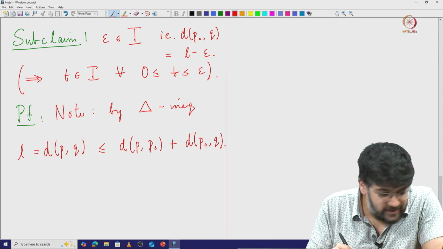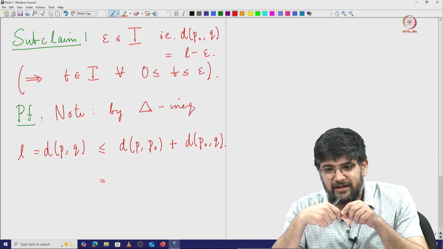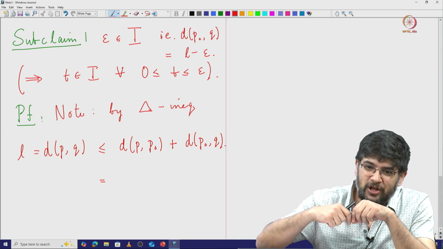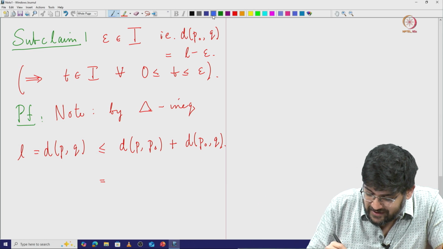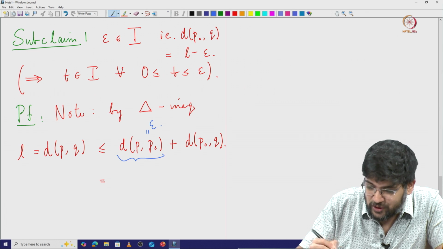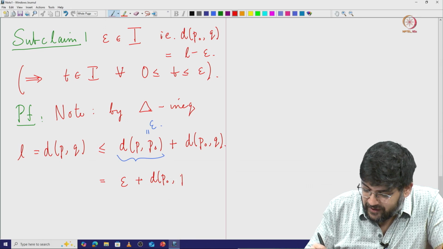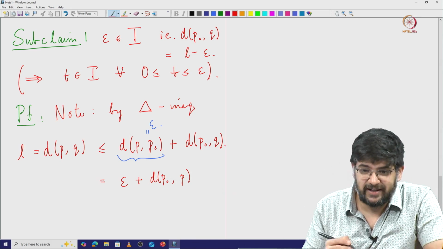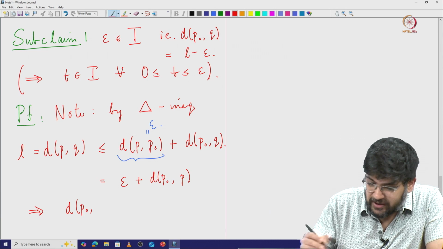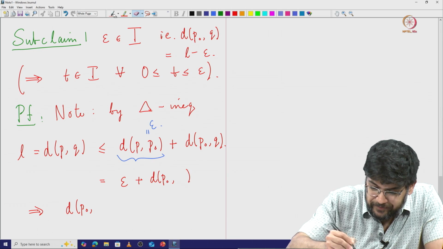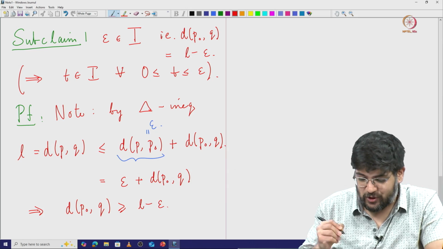Okay, but what is the distance from P to P naught? Because we are working with a geodesic ball, we know that the radial lines are all minimal geodesics. So this distance is going to be epsilon. So this is epsilon plus this, and because I am assuming that epsilon is less than L, I can take this to the other side. This implies that the distance from P naught to Q is at least L minus epsilon.